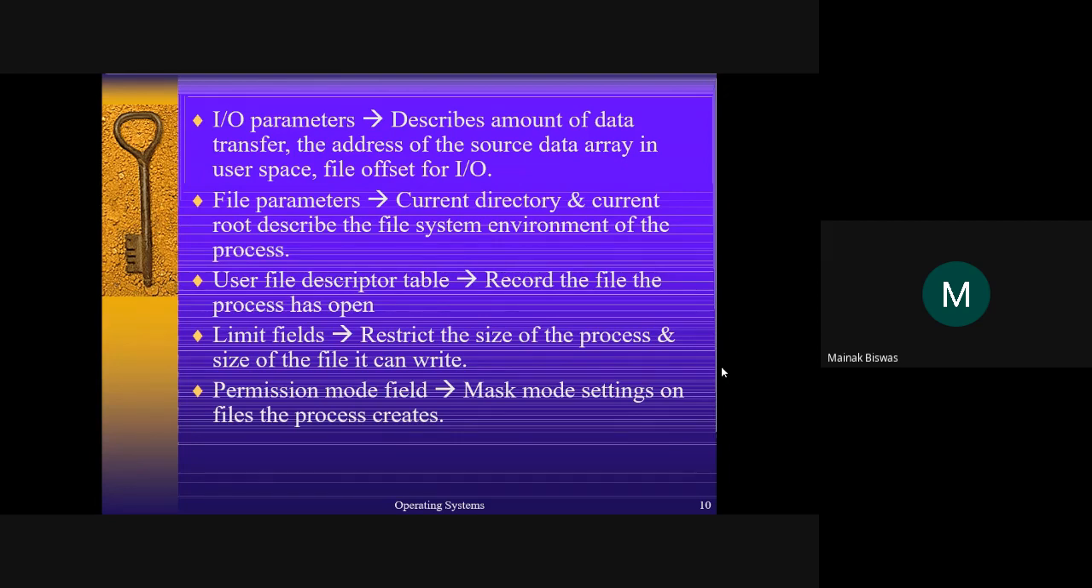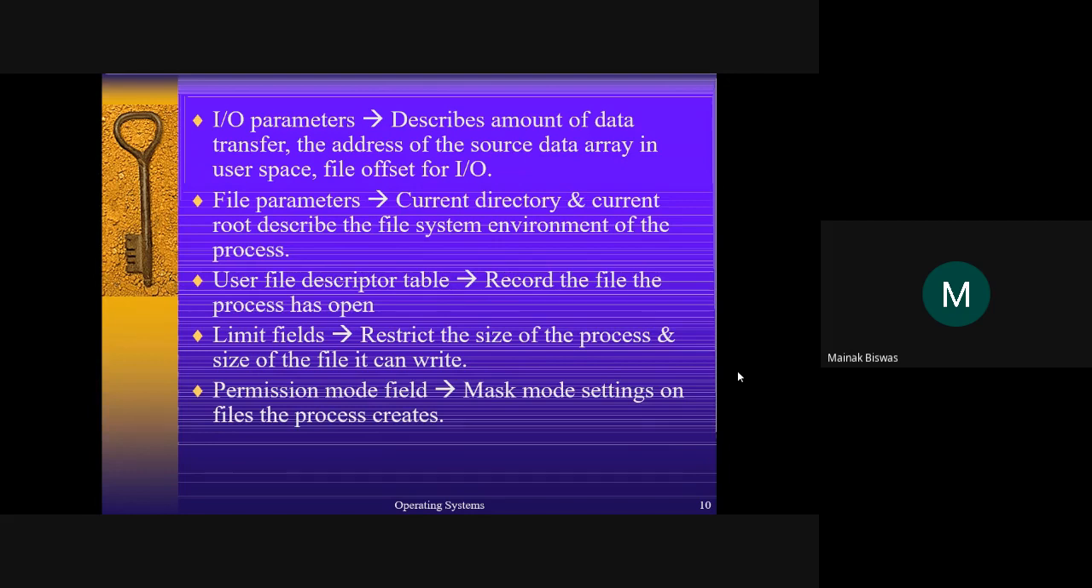Then what are the file parameters of the user process? The current directory the process is in and the current root describe the file system environment of the process. Basically, which directory, which current root, which file environment it is in. Then user file descriptor data records which files are opened by the particular process. This information has to be stored.